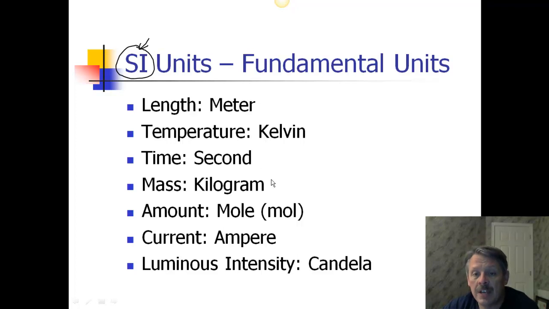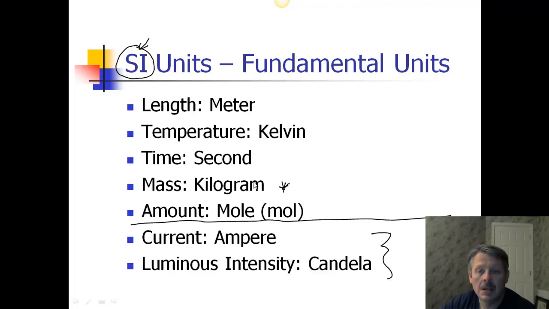Time is measured in seconds. Kilograms, which we're going to have to talk about in just a second, is the unit for mass. And amount is typically in moles. Now, you don't know what a mole is yet, but you will by the end of this course. So we'll get there. And current is in amperes, and luminous intensity is candelas. We're not going to use these. I'm not terribly concerned about these. They're there, but we're not going to worry about them.